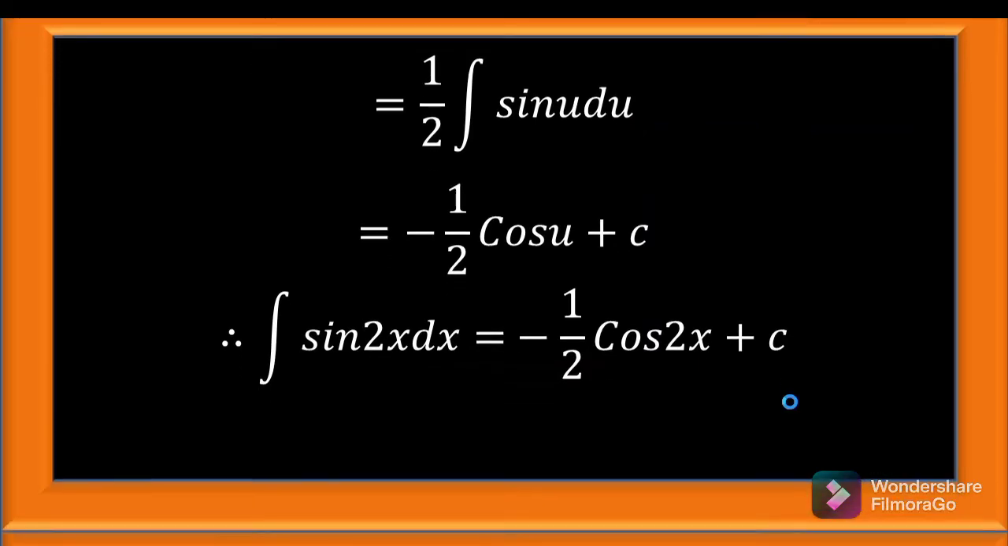Okay, let's move on to part B of our question. Part B, they had given us the integral of cos of 3x with respect to x. Now again, even before we do anything here, you can predict what the answer will be. Look at the angle that we have. Our angle is 3x. So when you differentiate 3x with respect to x, what do you get? You get 3.